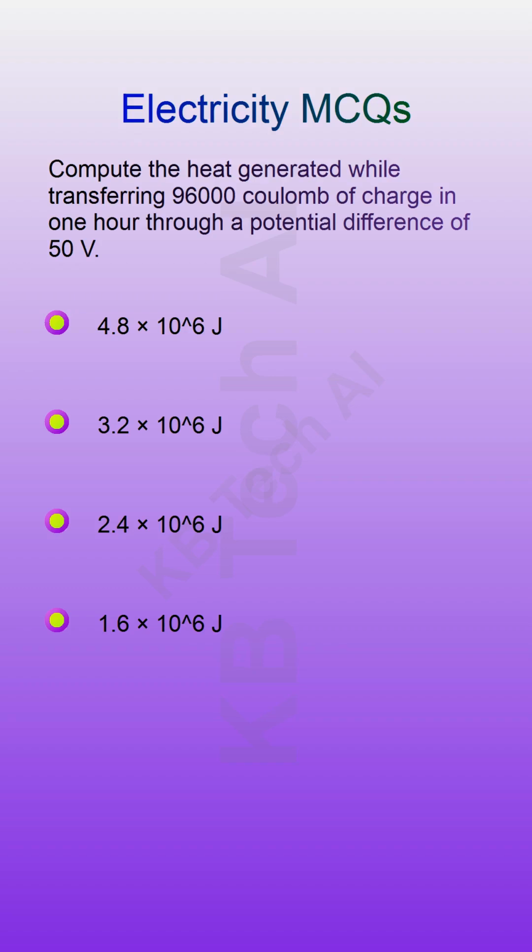Compute the heat generated while transferring 96,000 coulomb of charge in 1 hour through a potential difference of 50 volt. Option 1, 4.8 multiply by 10 to the power of 6 joule. Option 2, 3.2 multiply by 10 to the power of 6 joule. Option 3, 2.4 multiply by 10 to the power of 6 joule. Option 4, 1.6 multiply by 10 to the power of 6 joule. The answer is, option 1, 4.8 multiply by 10 to the power of 6 joule.